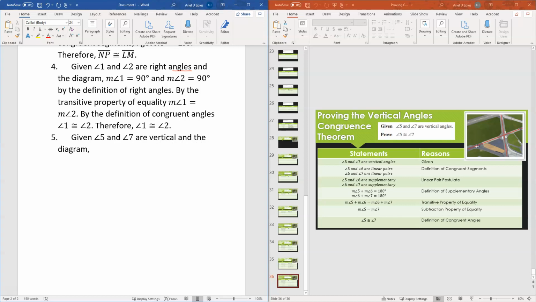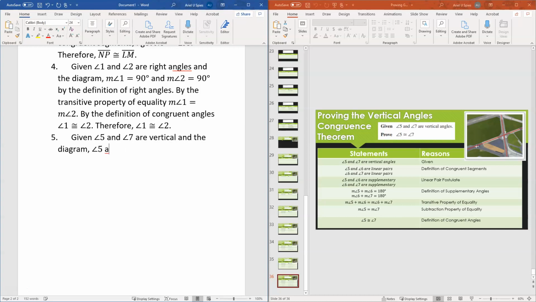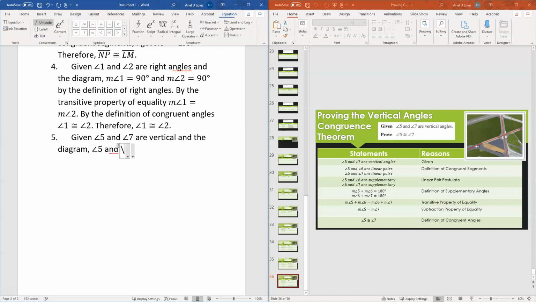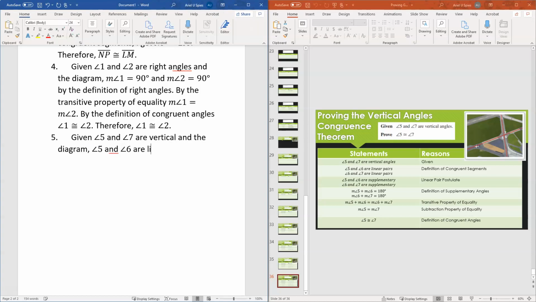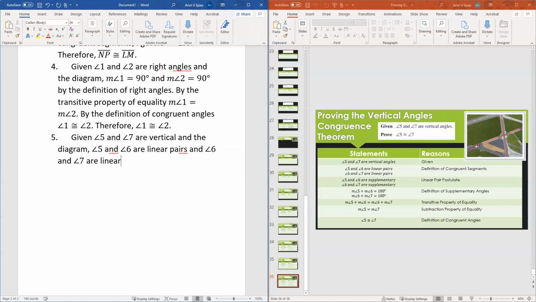I can say angle 5 and angle 6 are linear pairs, and angle 6 and angle 7 are linear pairs.